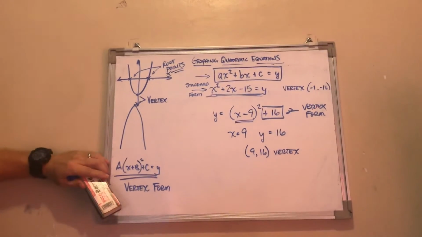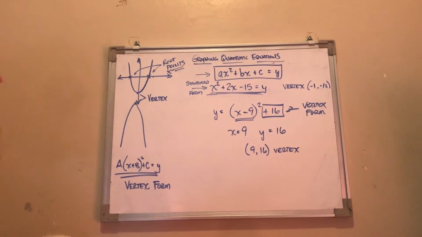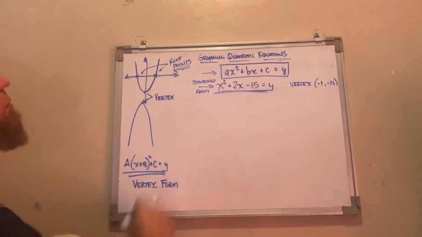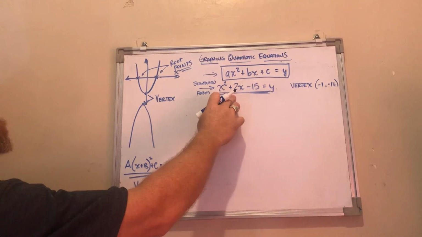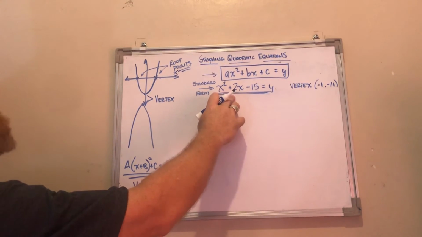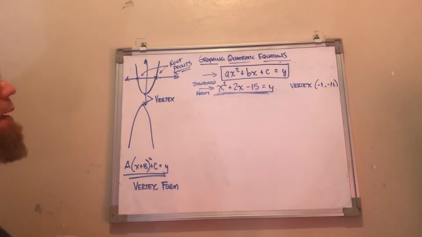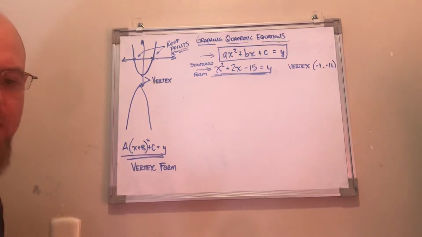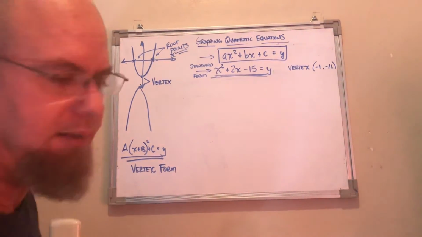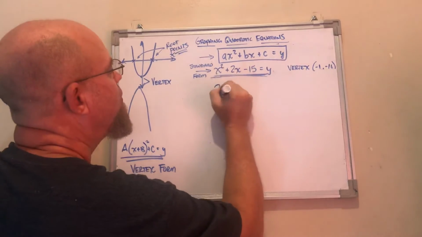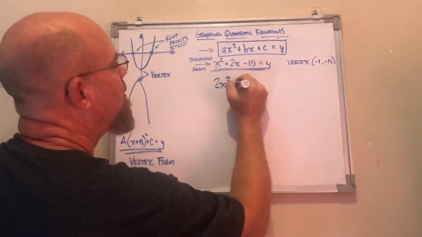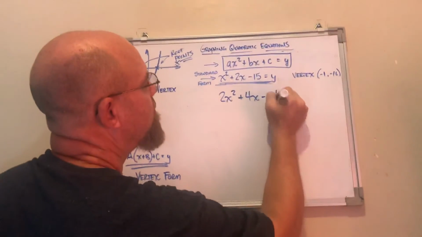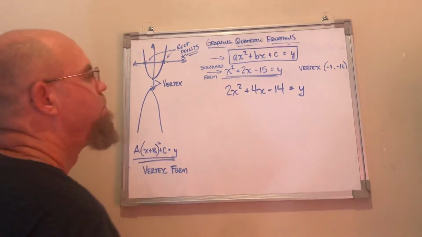All right? So what I'm going to do is I'm going to give you guys some quadratic equations, and I want you guys to use the completing the square method to find the vertex form, and then I want you to find the vertex after you get into the vertex form. So I'm going to give you an example. All right? Let's look at 2x squared plus 4x minus 14 equals y.